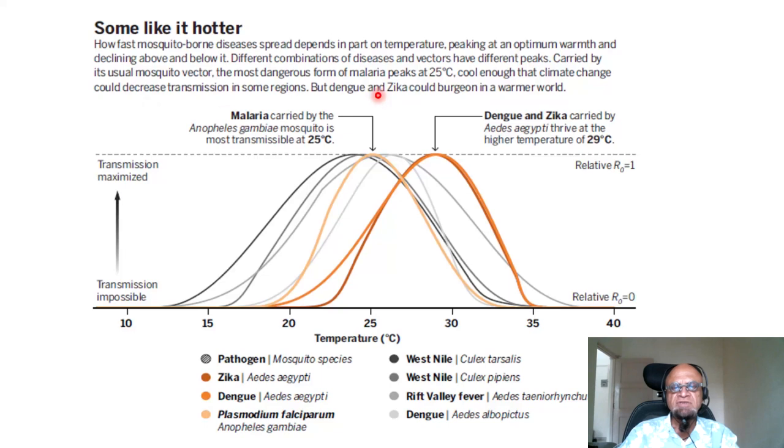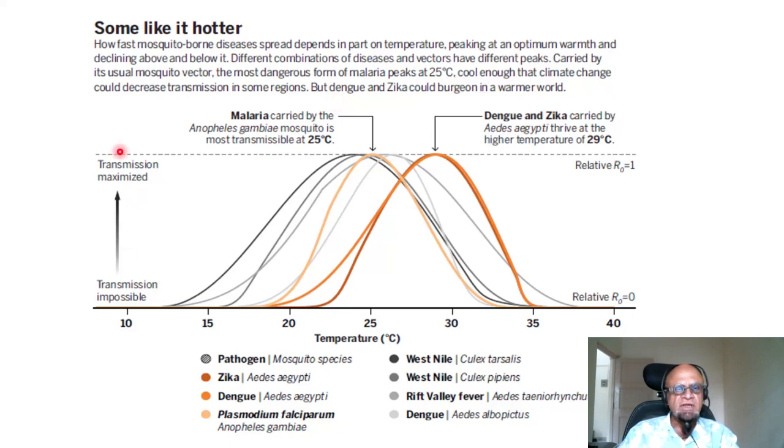The most dangerous form of malaria, carried by its usual mosquito vector, peaks at 25 degrees C, which is much lower than the warmer optimum temperature of 31 degrees C that it used to be thought of, but now new data shows that it's as low as 25 degrees C. Cool enough that climate change could increase transmission in some regions because many are going above 25 for sure from where they were. But dengue and Zika could burgeon in a warmer world.